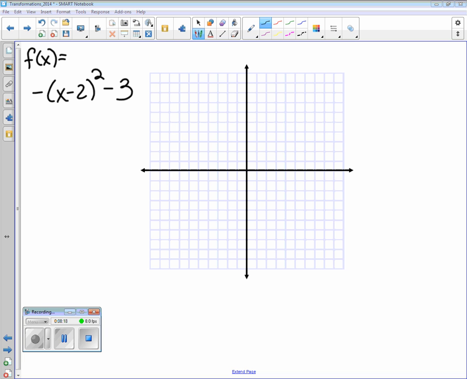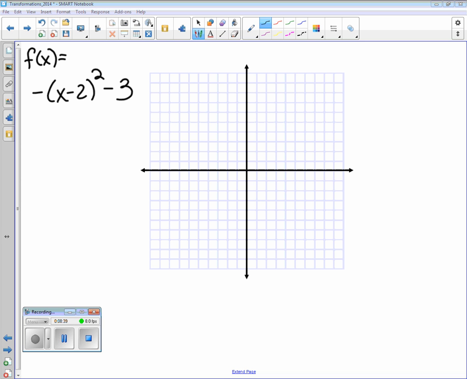So what is the parent of this particular function on yours? That parabola, U-shaped, okay, that's our parent. Because it has a negative there, I think rather than graph the parent, can we just start with it upside down? Is that okay with you? Let's go ahead and start with the reflection.